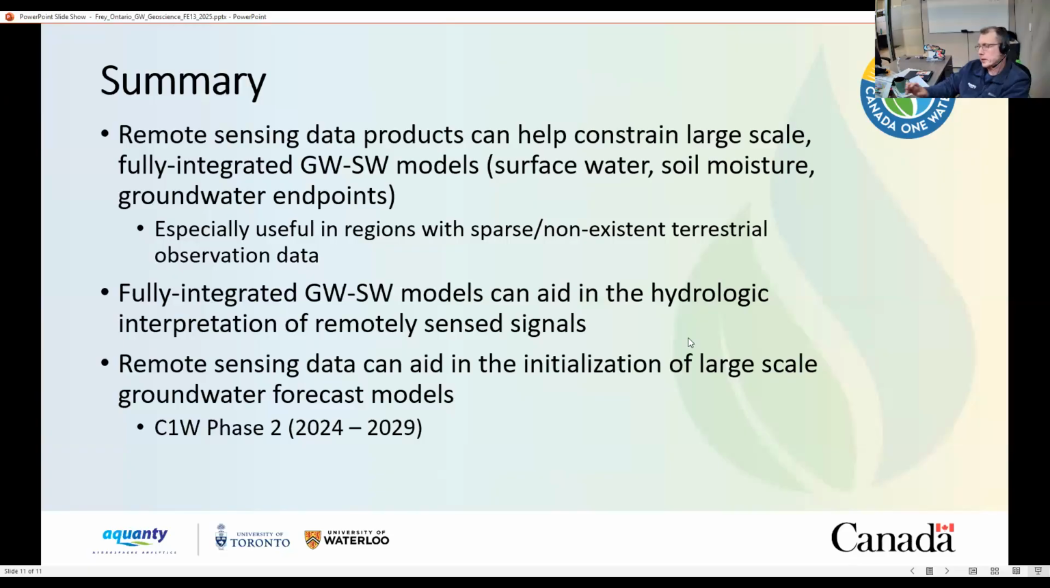So in summary, we can state that remote sensing data products can help us constrain large models for validation and calibration purposes. Soon we'll be able to use these remote sensing products for transient calibration and transient assessments. The groundwater surface water models can aid in our interpretation of remotely sensed signals from these Earth observation sensors. And they can also, and this is what we're getting at now in Canada One Water Phase 2, help with the initialization of these large-scale groundwater surface water models for groundwater forecasting applications, because Earth observation data cannot look into the future, whereas the models can.